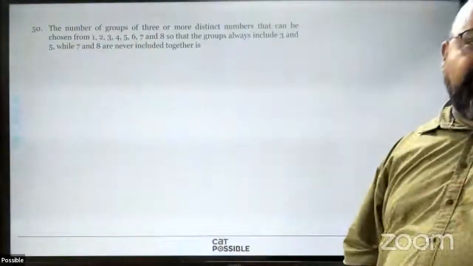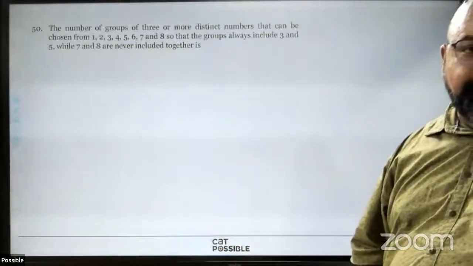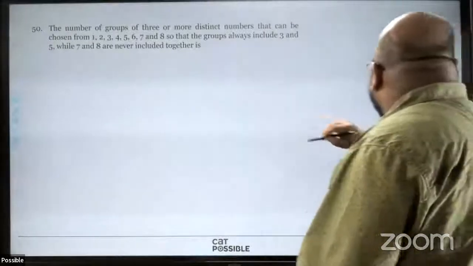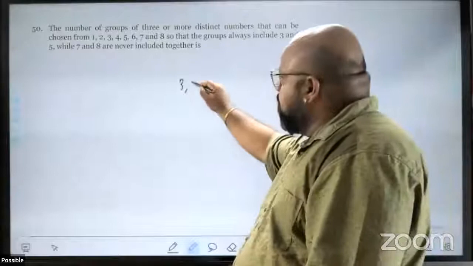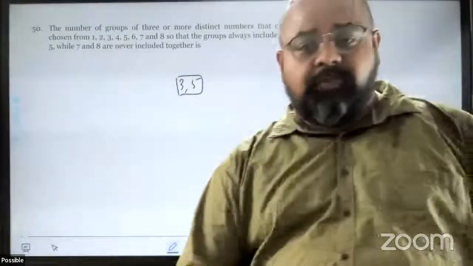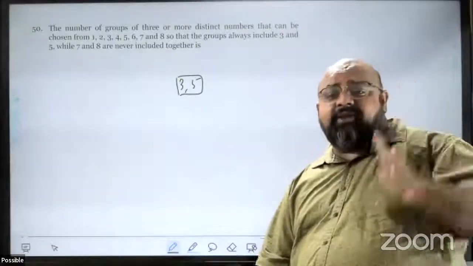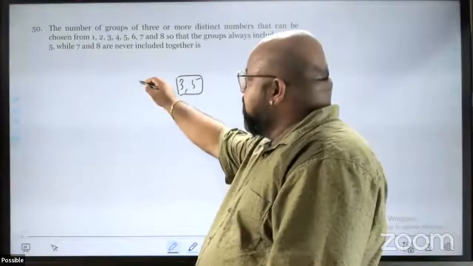So here I have to have groups of 3 or more. So I need at least 3 numbers, and 3 and 5 are always included. So I already have 2 numbers. These are blocked or locked. What I have to ensure is 7 and 8 should not be selected together. So 3 cases are possible. When 7 and 8 are not selected at all. So I'm saying 7, 8 not selected.